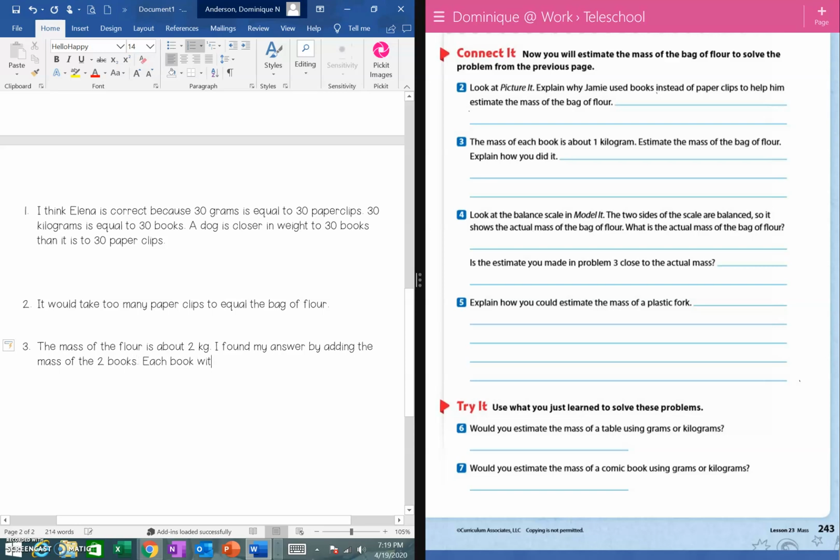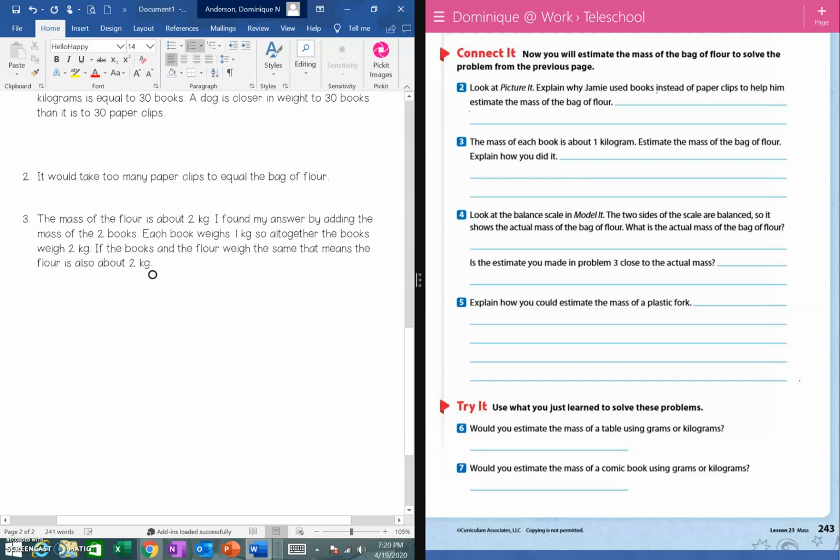Each book weighs 1 kilogram, so all together the books weigh 2 kilograms. If the books and the flour weigh the same, that means the flour is also about 2 kilograms. Good job. Again, pause so that way you have time to write your answer.